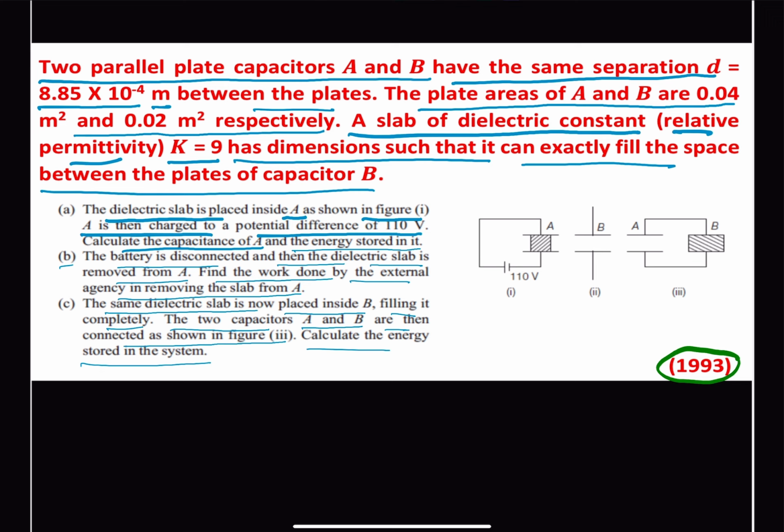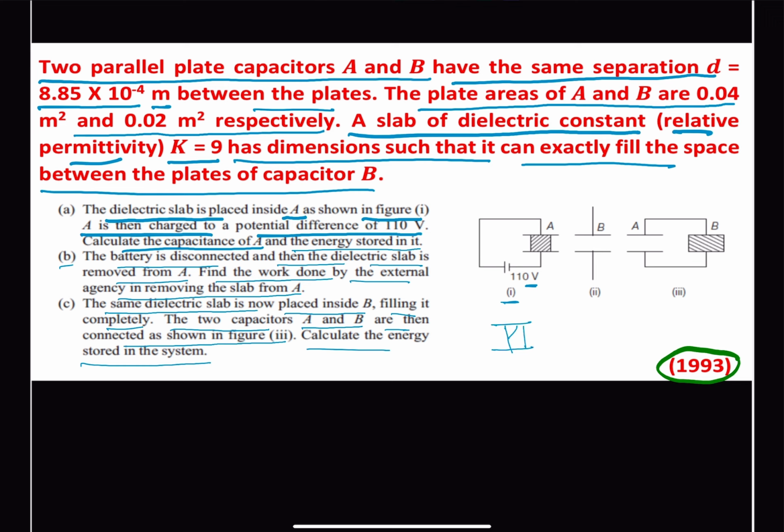So this ABC, you can say, in the first part it states that we have capacitor A and there is a dielectric inserted in it and the supply voltage is 110. We need to find out the capacitance of A and the energy stored in it. And in the B part, which is also with respect to figure 1, it states that the battery is disconnected and then the dielectric slab is removed. So this figure 1 will be the second part, we can say will be something like this.